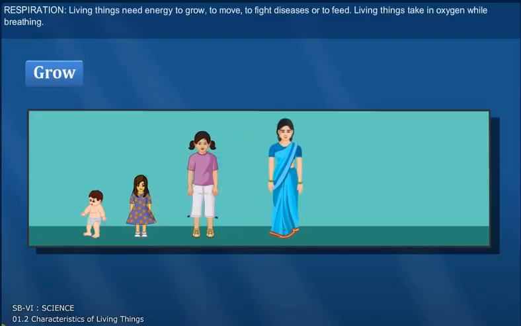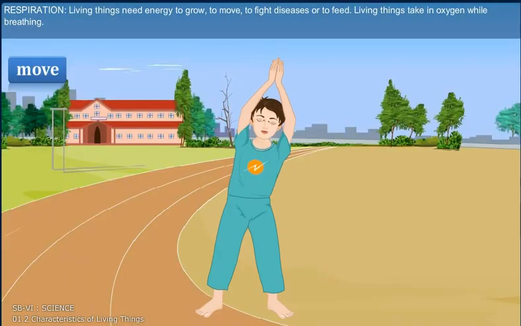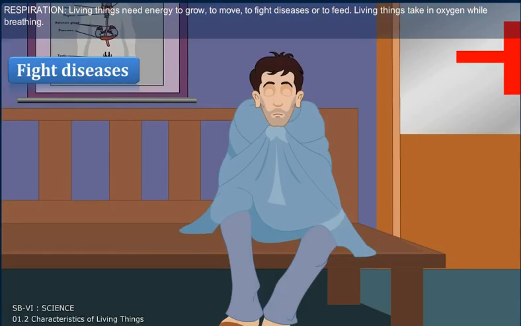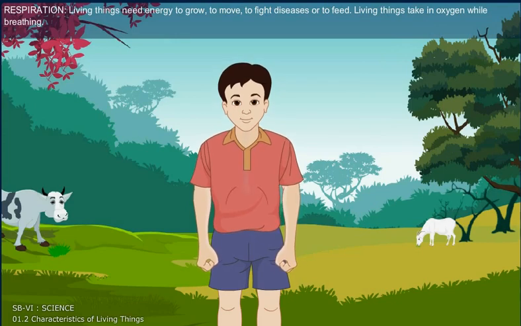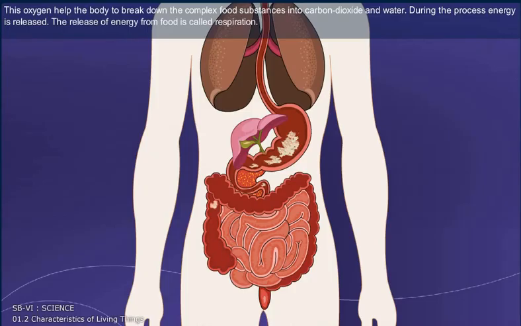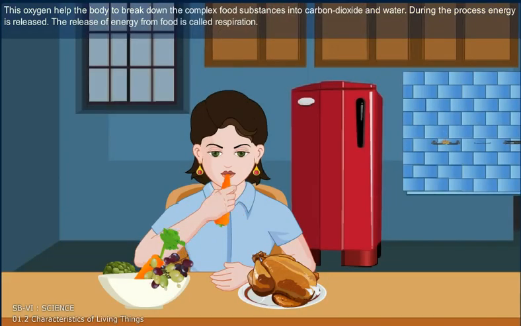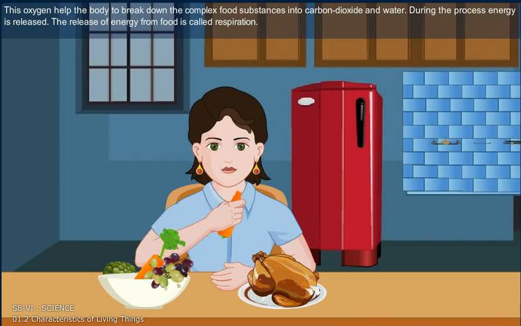Respiration. Living things need energy to grow, to move, to fight diseases, or to feed. Living things take in oxygen while breathing. This oxygen helps the body to break down the complex food substances into carbon dioxide and water. During the process, energy is released. The release of energy from food is called respiration.